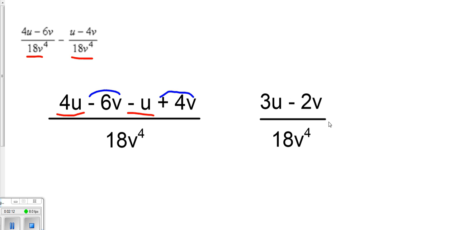Now we're not done, we still have to simplify if we can, but if we look at 3u minus 2v, there's nothing we can take out of there. We cannot factor this out. And this 18v to the fourth cannot cancel with this whole thing, 3u minus 2v. This is all one factor. I mean, it's one term, but it has a few factors in it. So this one will not cancel with this one. This is our final answer.